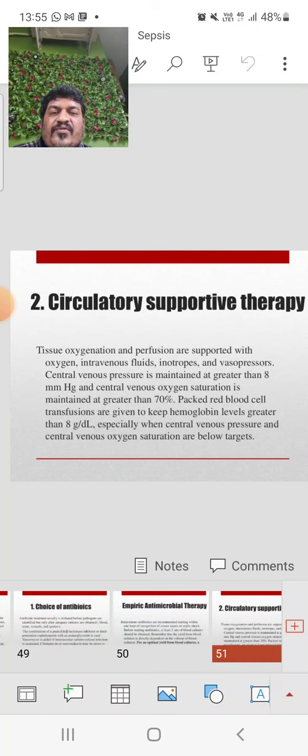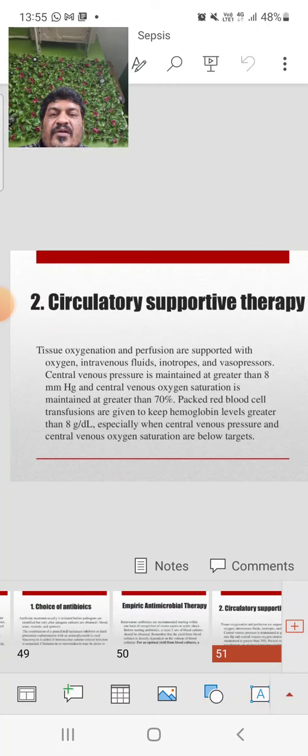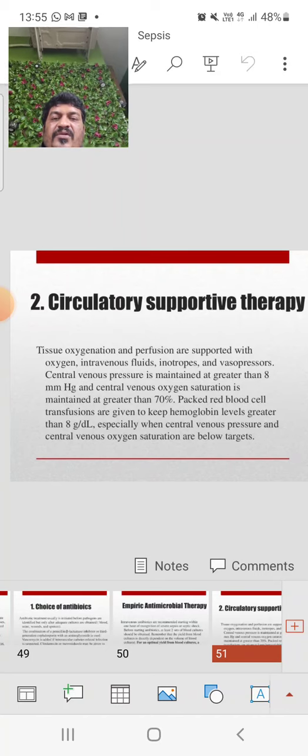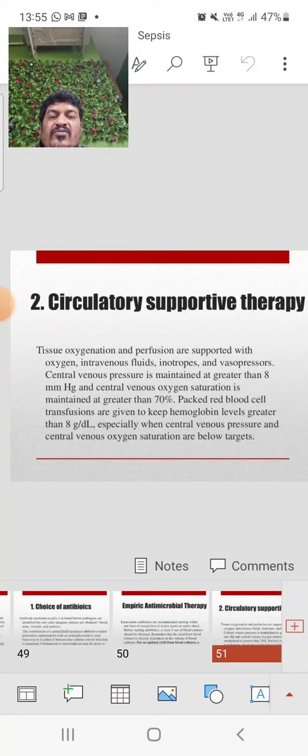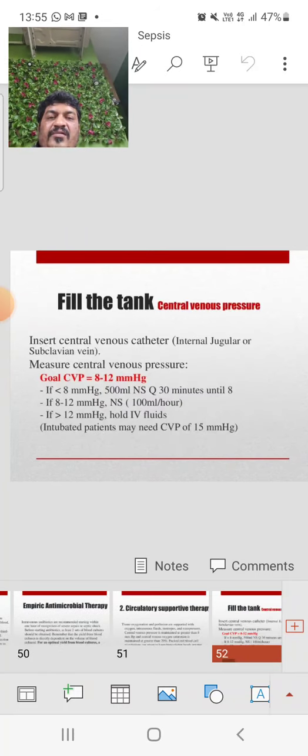Circulatory support. Tissue oxygenation and perfusion are supported with oxygen, intravenous fluids, and vasopressors. Central venous pressure is maintained at greater than 8 mmHg and central venous oxygen saturation is maintained at greater than 70%. Packed red blood cell transfusions are given to keep hemoglobin levels greater than 8 gm per dl, especially when central venous pressure and central venous oxygen saturations are below targets.